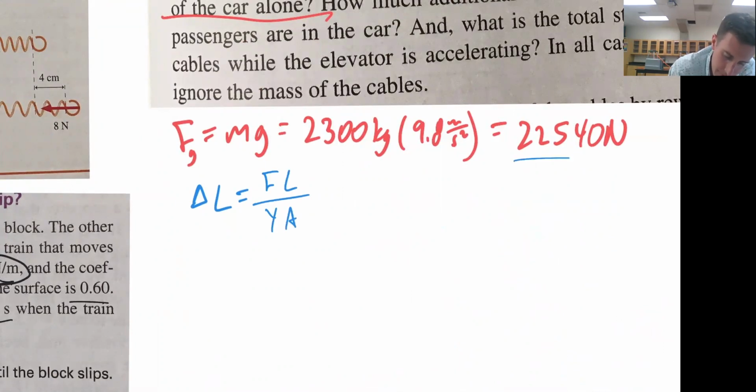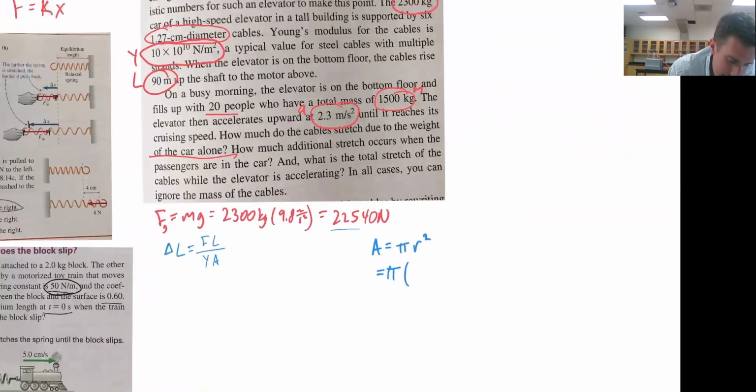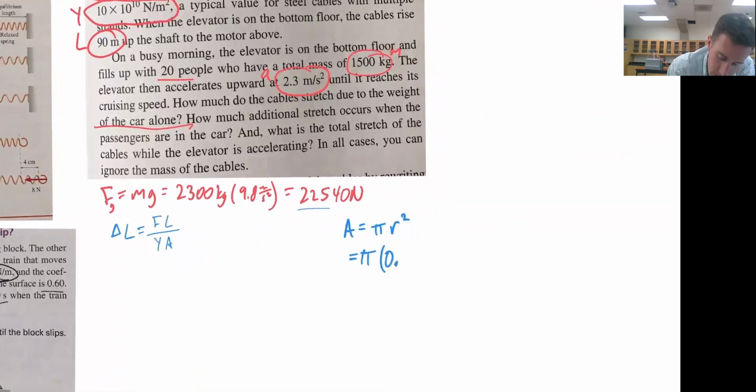I've got my length, 90 meters. I've got my Y, and now I need my area. So I'm also going to figure out the total area. Area is equal to pi r squared, which is equal to pi times, I was given a diameter, right? 1.27. So I'm going to divide that by 2 and turn it into meters. 1.27 divided by 2 is 0.635, but that's in centimeters, so it's going to be 0.00635 meters, squared.